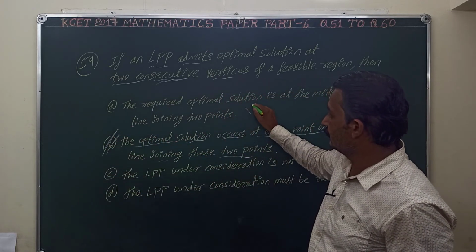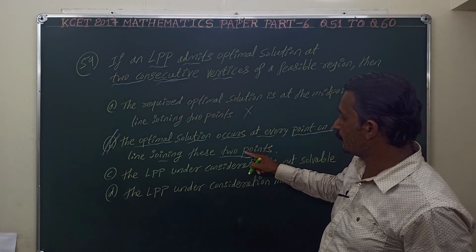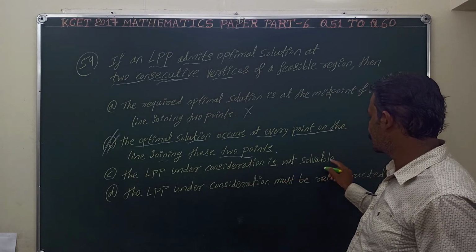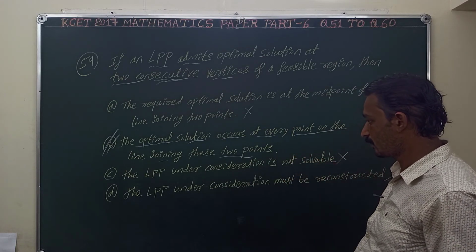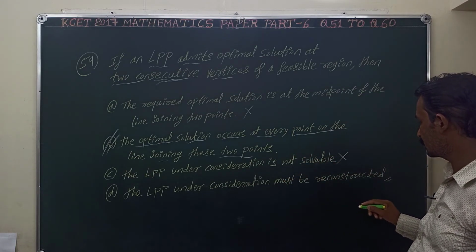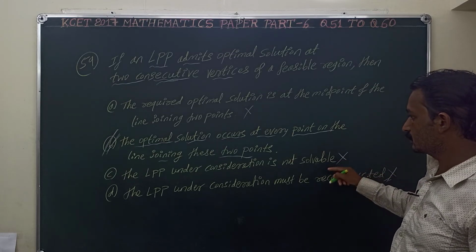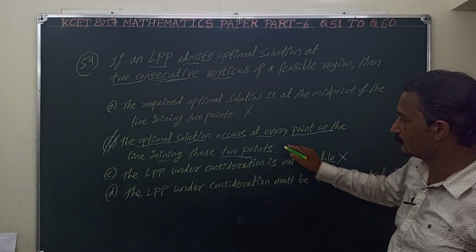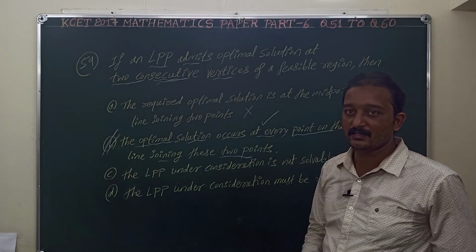So this is wrong. Midpoint, all the points exist, here the midpoint is there. The LPP under consideration is not solvable, here it is solvable. This is also wrong. The LPP under consideration must be reconstructed. No, it is solvable. So option B is right, A wrong, C wrong, D wrong. Option B is correct. This is a standard result. Take down.